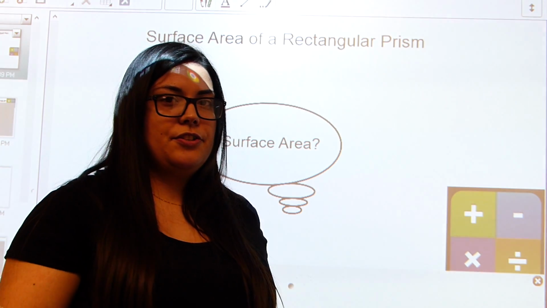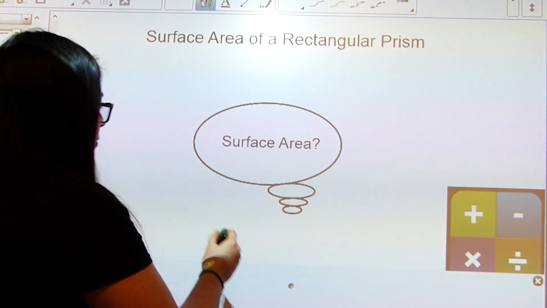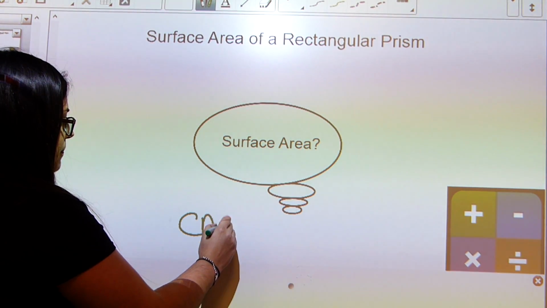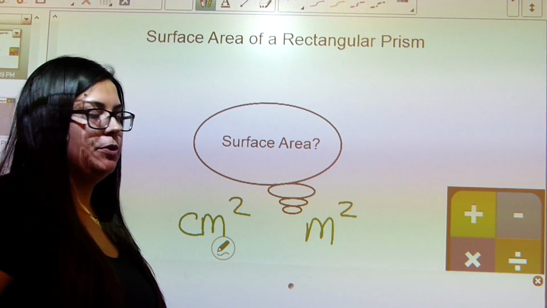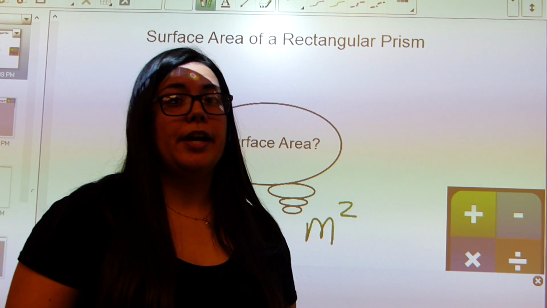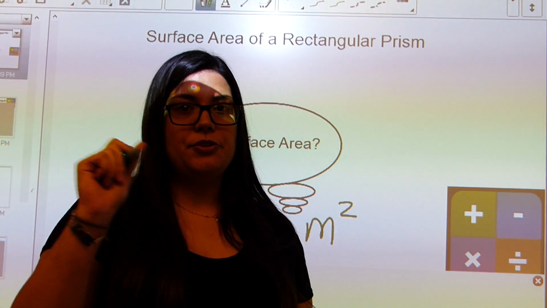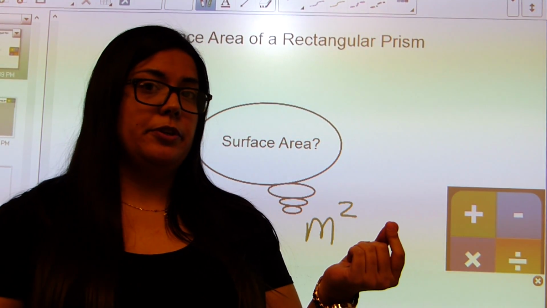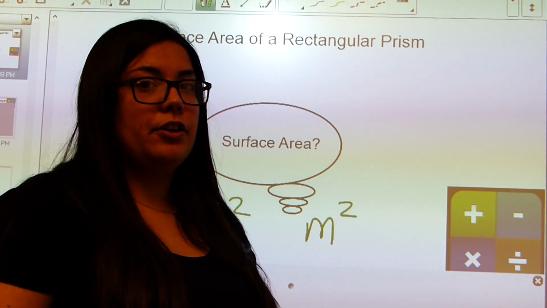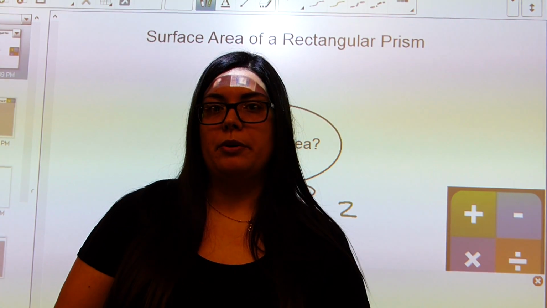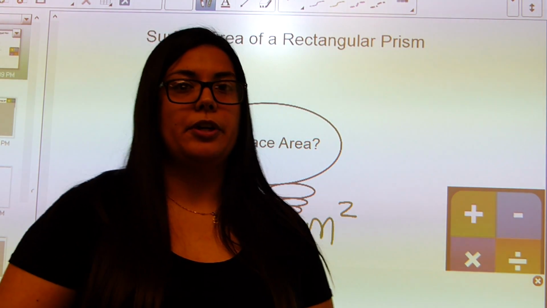So measured in units squared, what does that mean? Centimeters squared or meters squared, that's what it means by units squared. When you're calculating area, you always square because you're multiplying two numbers by each other, okay? So remember, don't forget your units. Within all your examples, you'll have either centimeters or meters, so these are the only ones you'll have to be working with, okay?